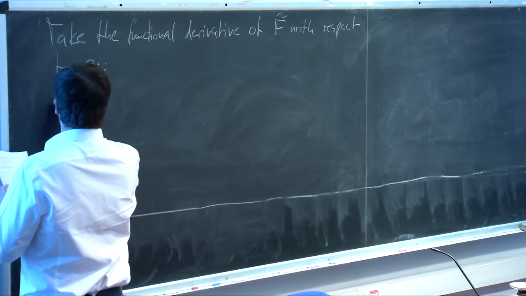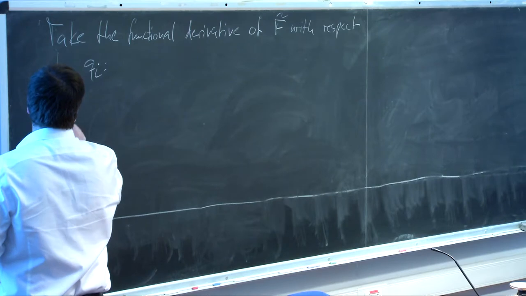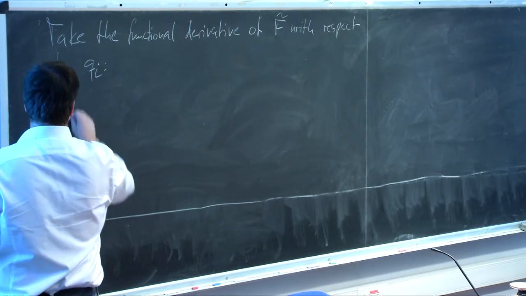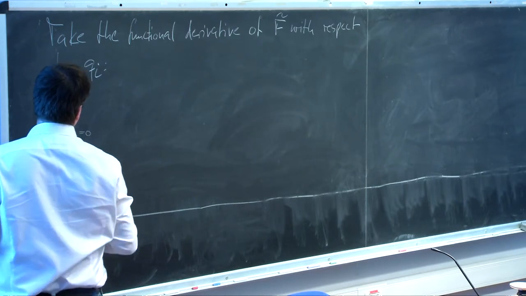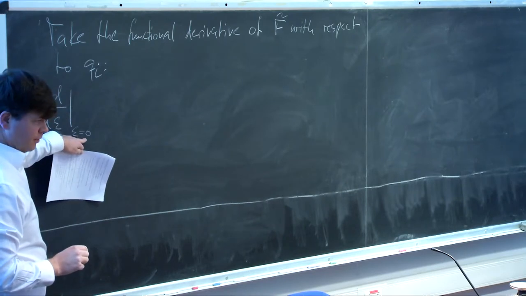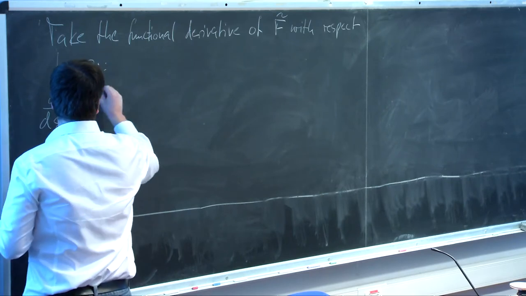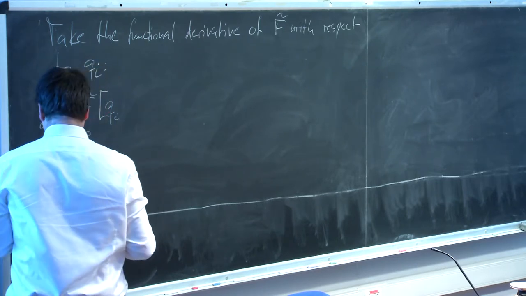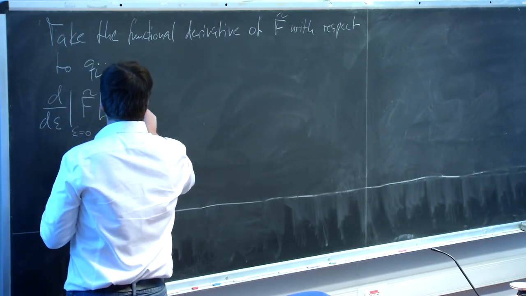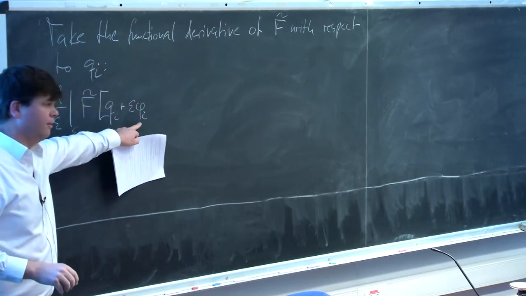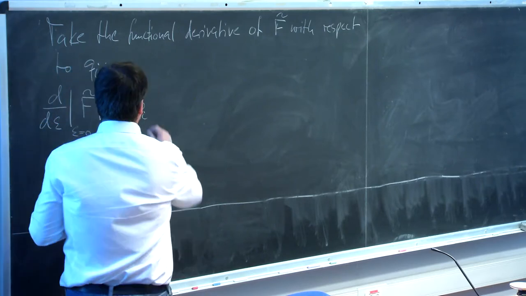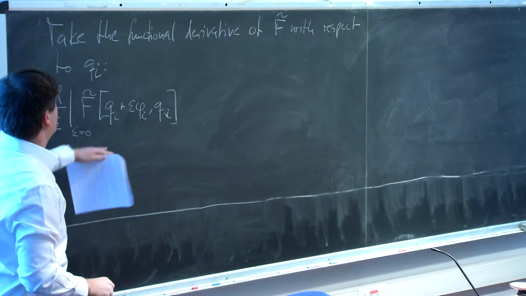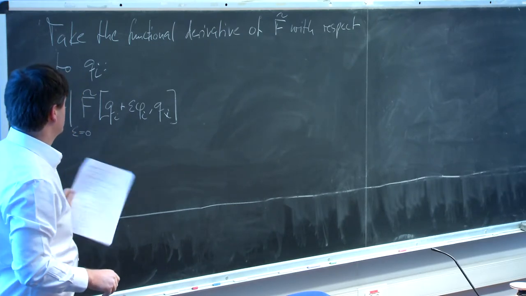So this is the derivative with respect to a variable epsilon, evaluated where epsilon is 0, of F tilde, which is a functional of Qi plus epsilon times phi I, where phi I is a test function. And the second argument, which we're not worrying about at this stage, is Q without I. This is the definition of the functional derivative. We're just using this definition here.